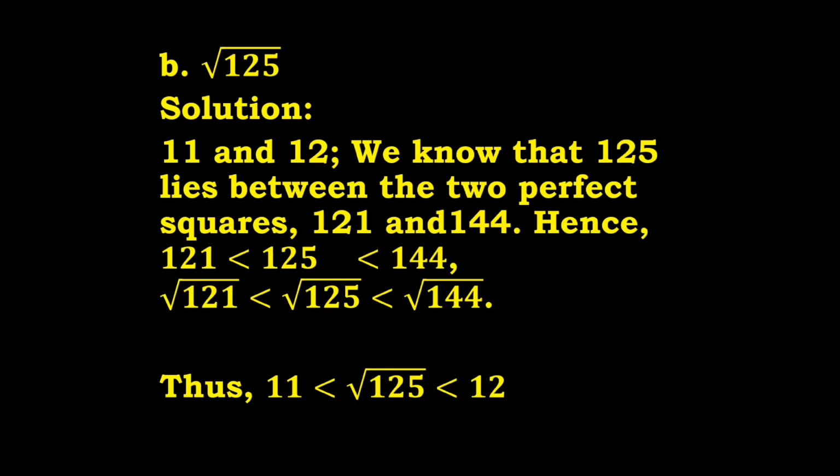Next, we have the square root of 125. To get 11 and 12, we know that 125 lies between the two perfect squares, 121 and 144, because the square root of 121 is 11 and the square root of 144 is 12. Hence, 121 is less than 125 and 125 is less than 144. So therefore, the square root of 121, which is 11, is less than the square root of 125, and the square root of 125 is less than the square root of 144. Thus, 11 is less than the square root of 125, and the square root of 125 is less than 12.